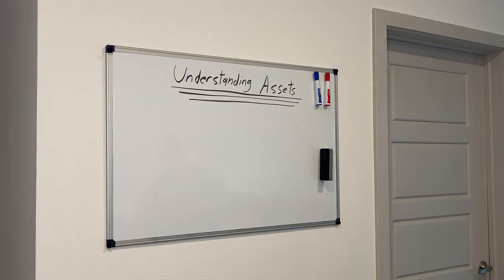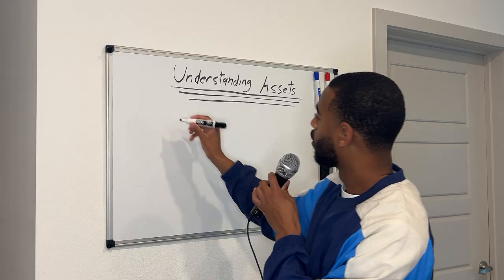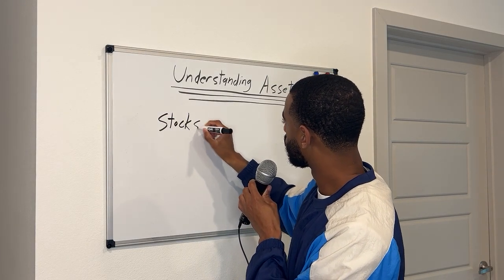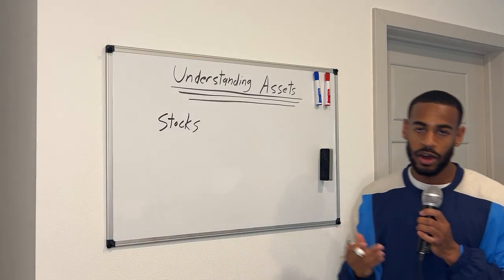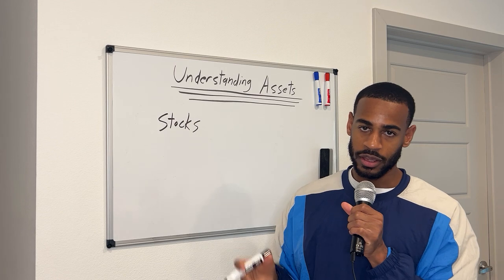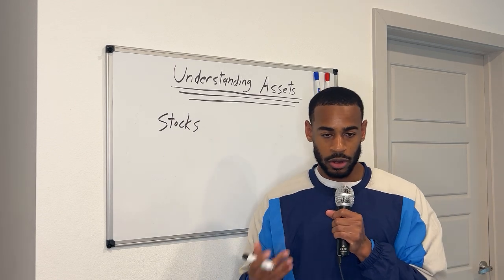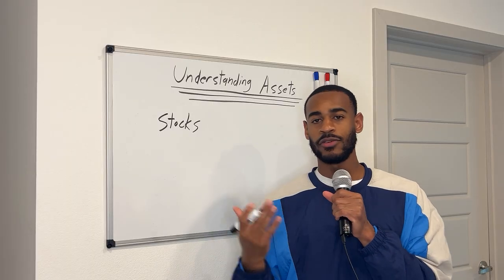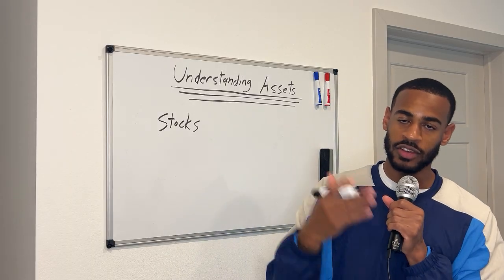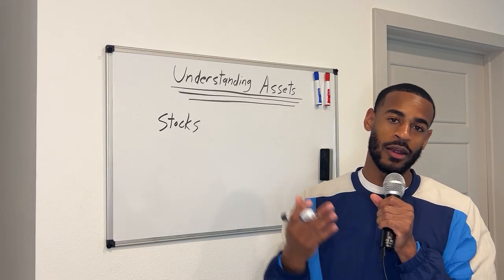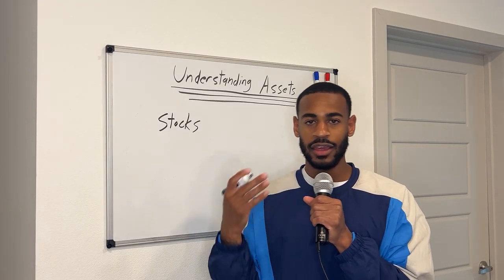Next, we have stocks. My personal favorite. Now, stocks are a piece of ownership in another company, right? So if you own Apple stock, you have a piece of ownership in Apple as a company. If you own Amazon stock, you have a piece of ownership in Amazon as a company. If you own Uber stock, you are a partial owner in Uber.